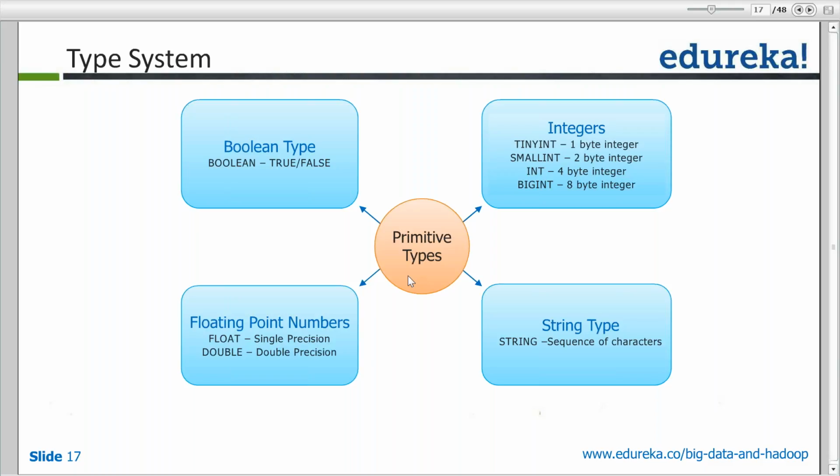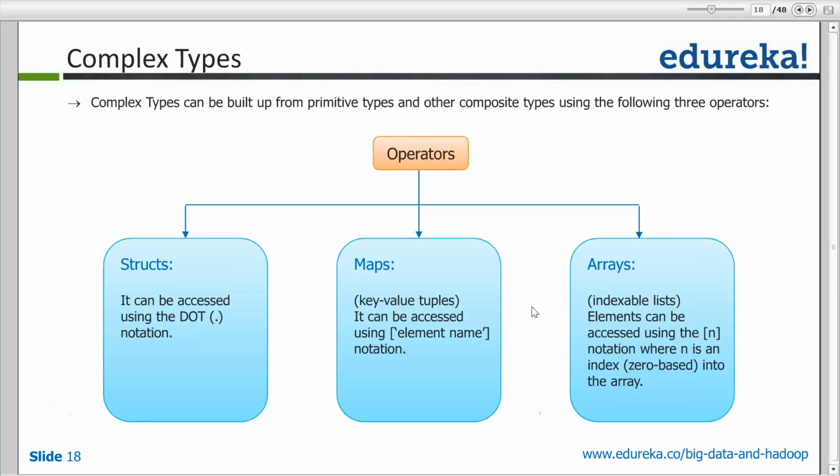Hive also supports complex data types. It supports arrays, maps, and structures. An array is like a type of list. Maps are key value tuples, and structures are very similar to a JSON kind of file. But if you are using Hive, complex data types are not much used. Most of the used data types are primitive data types, but still complex types are available in Hive.